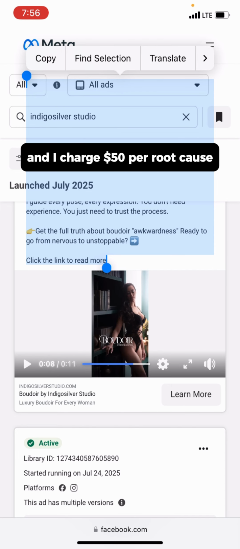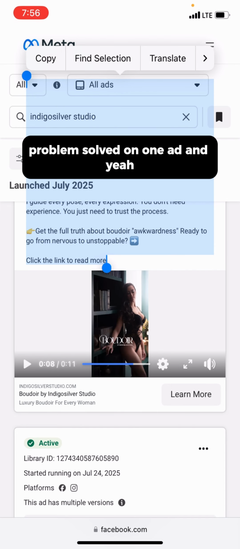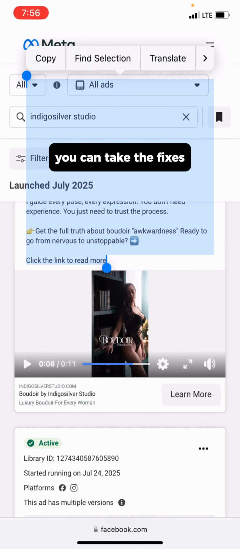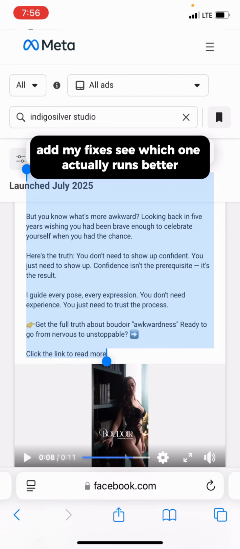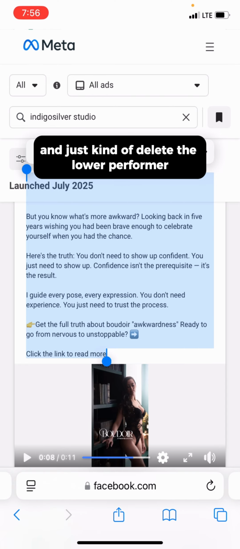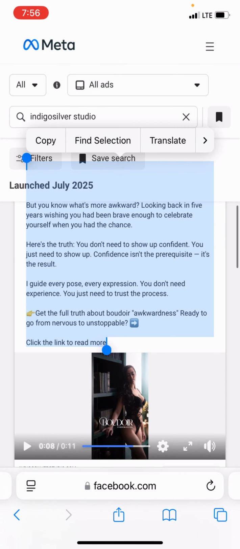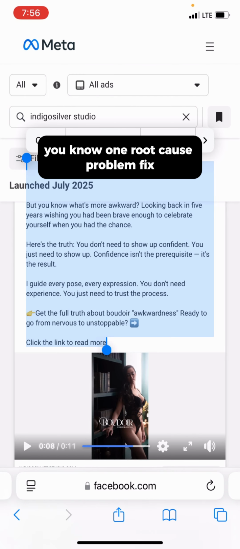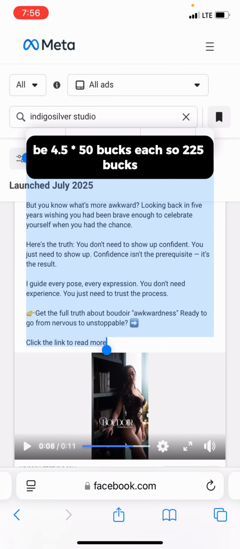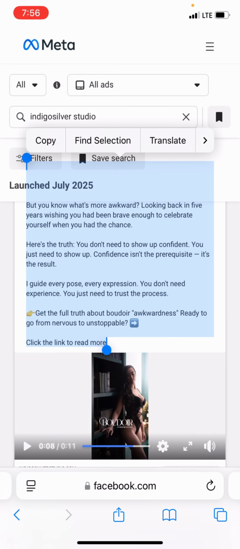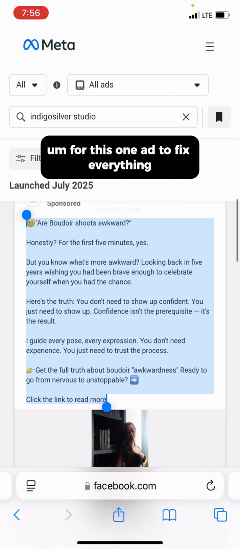I charge $50 per root cause problem solved on one ad. You can take the fixes and put them on all your other ads as well, or duplicate the ad, add my fixes, see which one actually runs better, and delete the lower performer. You can choose one root cause problem fix or up to the maximum 4.5. If you chose 4.5, it'd be 4.5 times $50 each, so $225 for this one ad to fix everything.